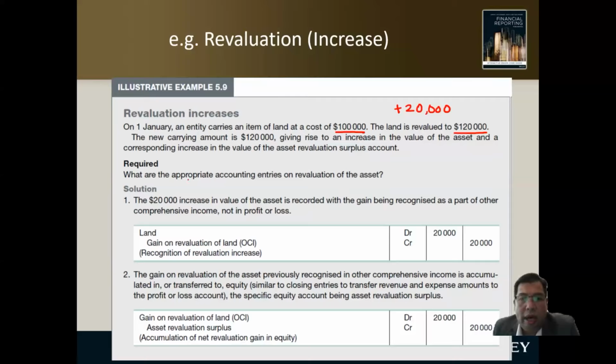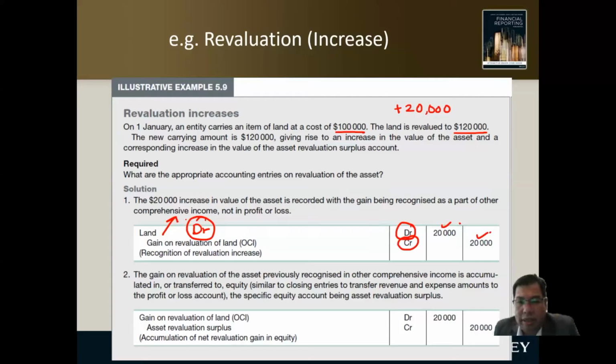What are the appropriate accounting entries on revaluation of assets? I am going to debit my land, because this is an increase in land value. Debit 20,000. And this gain, I am going to record as gain on revaluation of land, OCI, credit, meaning it increases your total comprehensive income by 20,000. So debit land, credit gain on revaluation.